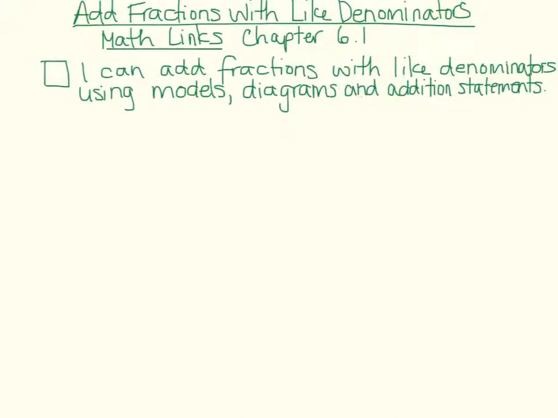Our lesson today for Chapter 6, Lesson 1 in your MathLinks textbook is on adding fractions with like denominators, which means the same denominator. Remember that the numerator is the number that is on top in a fraction and the denominator is the number that is on the bottom. And we're going to show how to do it using models, pattern blocks specifically, diagrams, and addition statements.